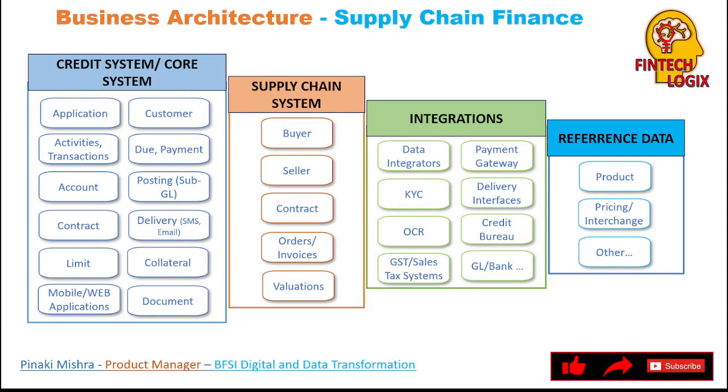Now, if we look at the credit system, your application and customer are self-explanatory, wherein a customer or a borrower would apply for registration and a customer module is created. Activities and transactions: activities are basically non-financial transactions like account updates, and transactions are financial transactions like your repayments, etc. We would need a due and payment module for generation of dues and collection of payments.